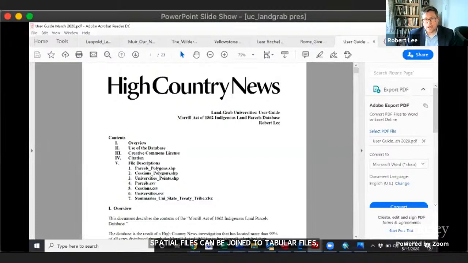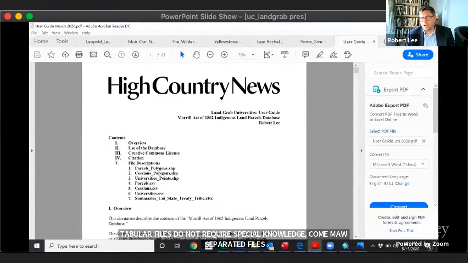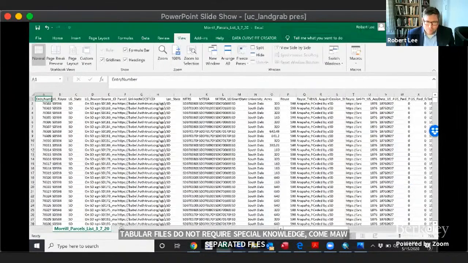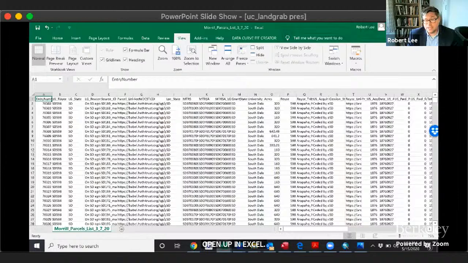There are comma separated files that you can open up in Excel. There's also a summary spreadsheet with statistics pulled out for universities and states, so a user doesn't have to necessarily crunch all the numbers out of the main spreadsheets.